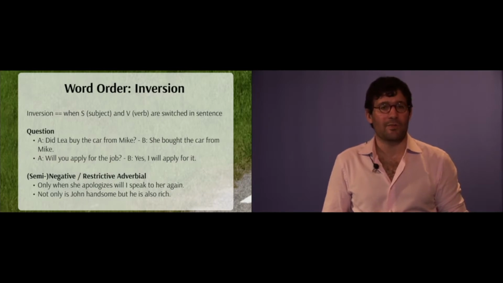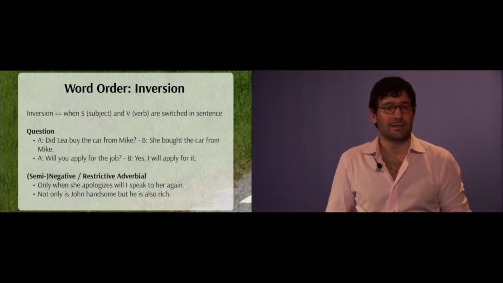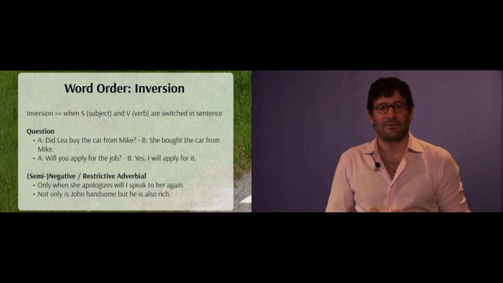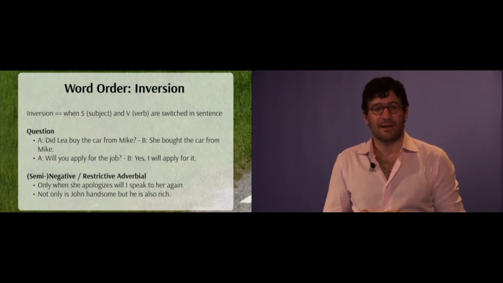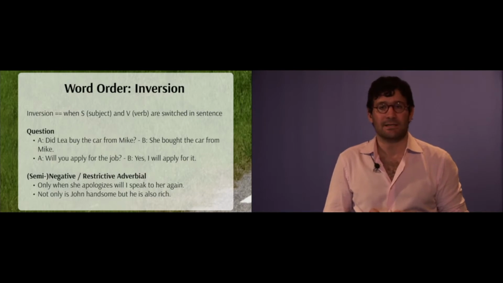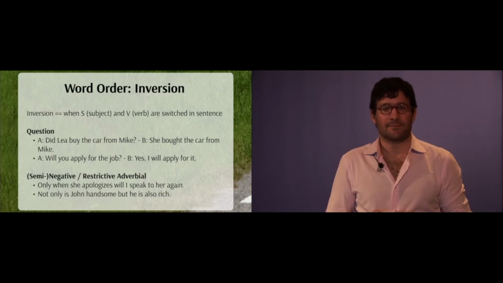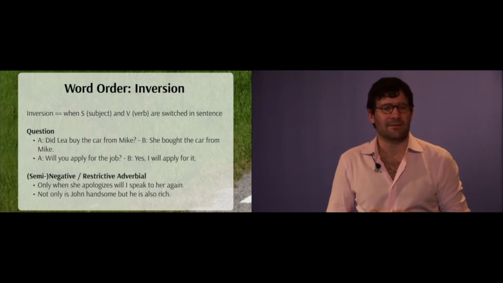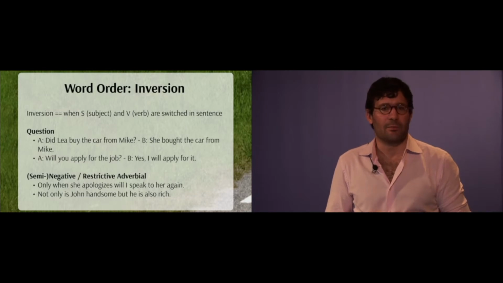However, when we form that question, we take that one part verb, bought, we make a two-part verb out of it, did buy, and we put one part of the verb first, then the subject, then the second part of the verb. So did Leah buy the car from Mike? Will you apply for the job? Yes, I will apply for it. We have the same kind of pattern there, right? But that is nothing that gives students a problem, right?